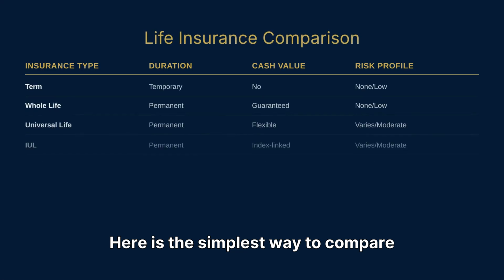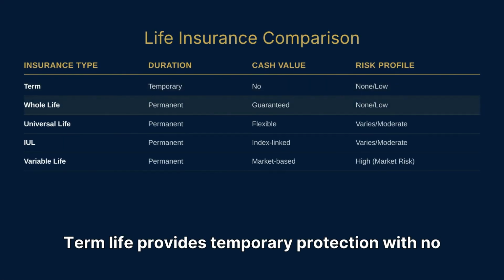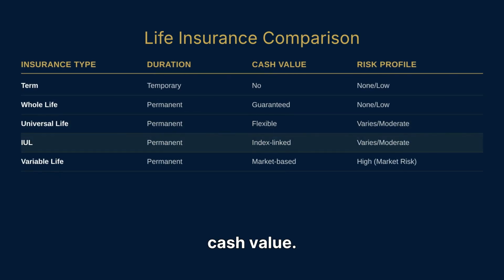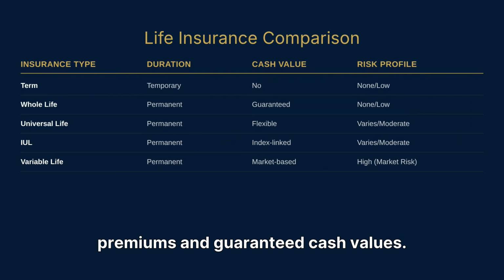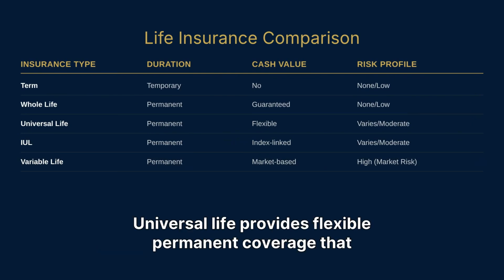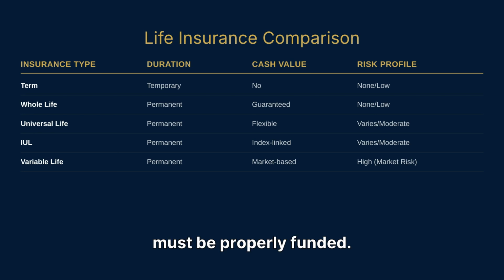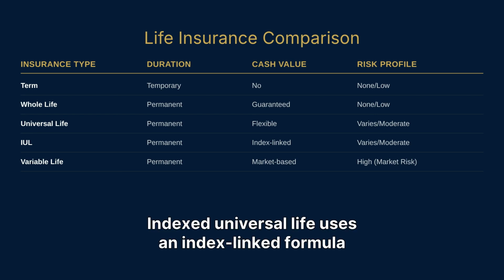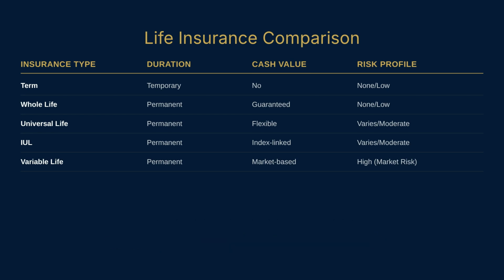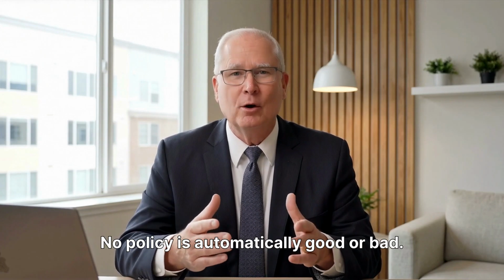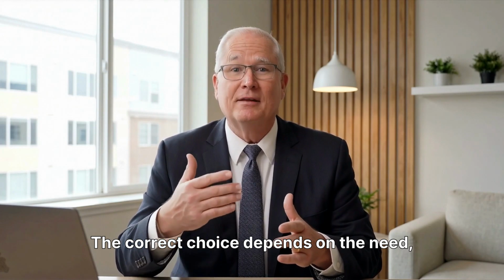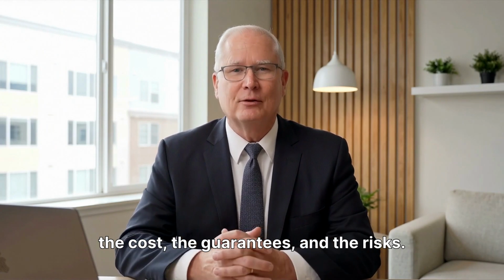Here is the simplest way to compare the major types. Term life provides temporary protection with no cash value. Whole life provides permanent protection with scheduled premiums and guaranteed cash values. Universal life provides flexible, permanent coverage that must be properly funded. Indexed universal life uses an index-linked formula to calculate possible interest credits. Variable life provides market-based investment choices and direct investment risk. No policy is automatically good or bad. The correct choice depends on the need, the cost, the guarantees, and the risks.